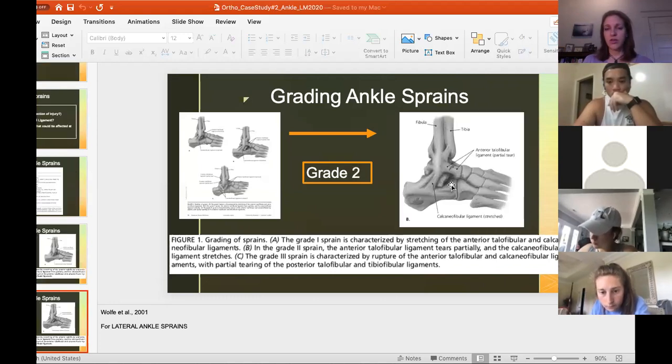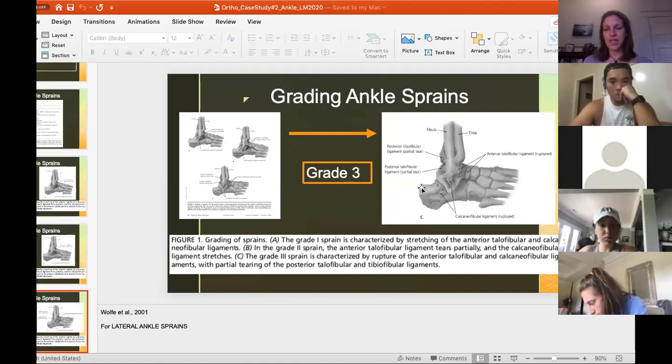If we go to a grade 2, now we have a partial tear in the ATFL. CFL has been affected, but not really torn yet. It's probably torn a little bit. Stretching, you probably have some fibers torn, but not showing a tear on here. And then grade 3, we're thinking very severe sprain. ATFL is torn, CFL is torn, and there's a partial tear of PTFL. So that gives you a sense for severity of sprain, how to grade those sprains, and what structures might be affected based on that grade, lateral ankle.